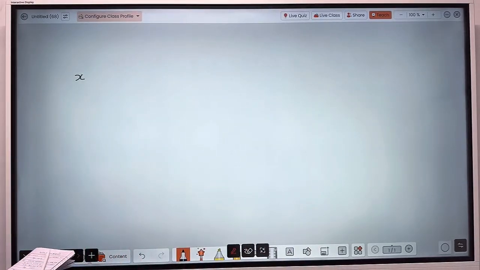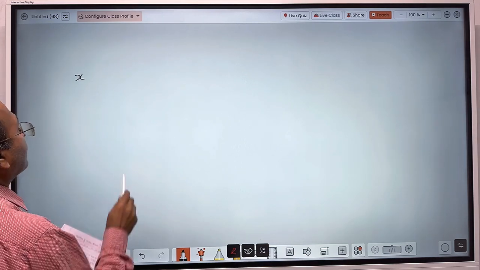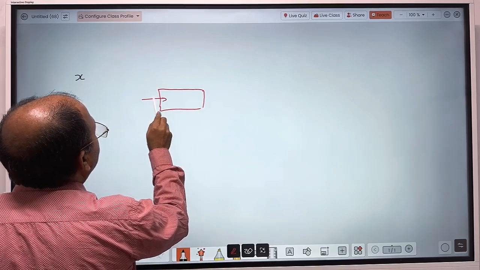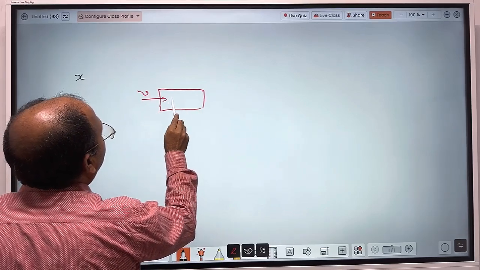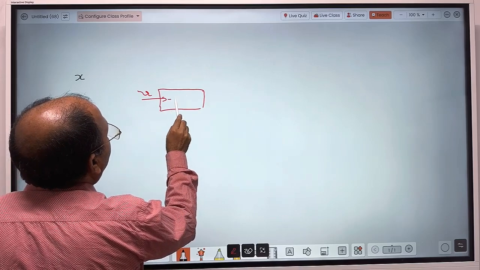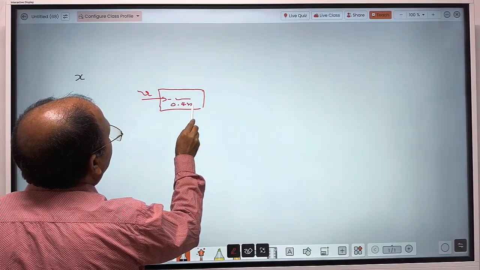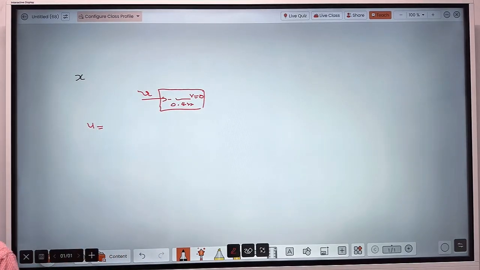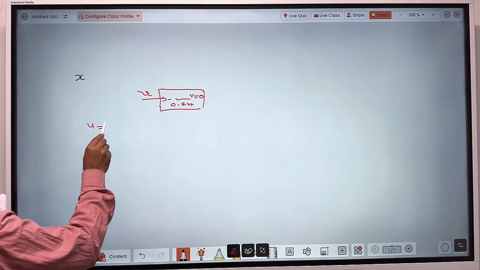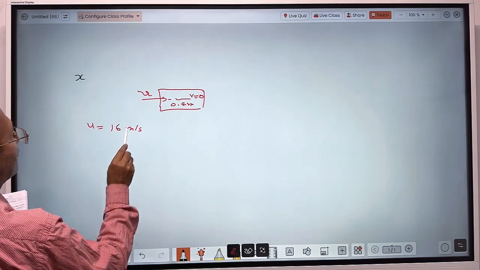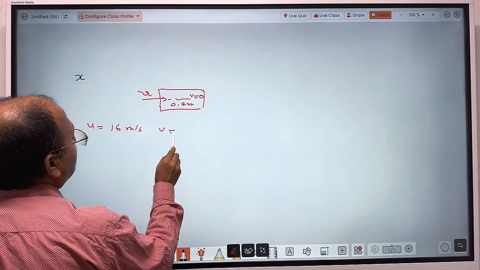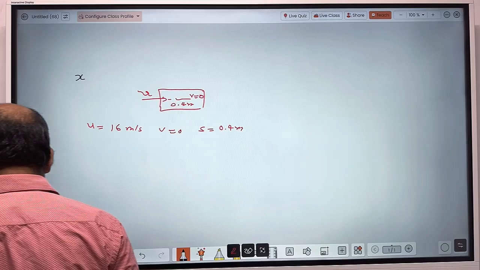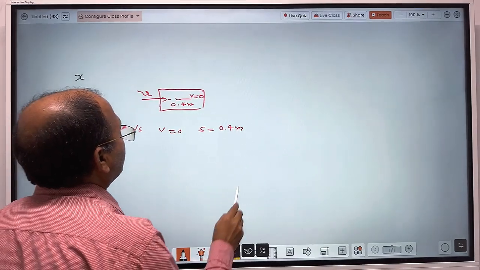Another question is, a bullet penetrating a tree trunk comes to rest in 0.4 meter. Suppose this is a tree trunk in which the bullet with a certain velocity enters, and it comes to rest after covering 0.4 meter. Here velocity becomes 0. In our question, u is given as 16 meter per second, final velocity v is 0, s is given as 0.4 meter. We have to find out what the time is.